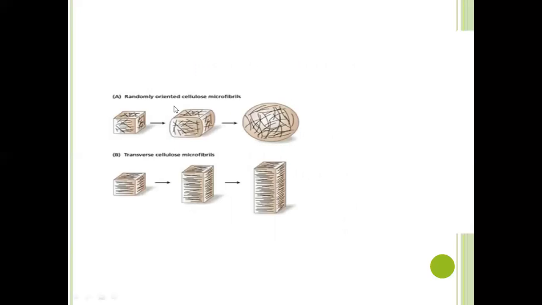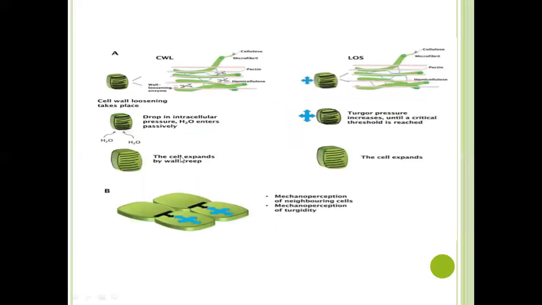This is the randomly oriented cellulose microfibrils. These are the transverse cellulose microfibrils. This is the structure where cell wall loosening takes place. There is a drop in turgor pressure and water enters passively. The cell wall expands by wall creep. This is the mechanoperception of neighboring cells of turgidity. With the loss of turgor pressure, the cell expands.